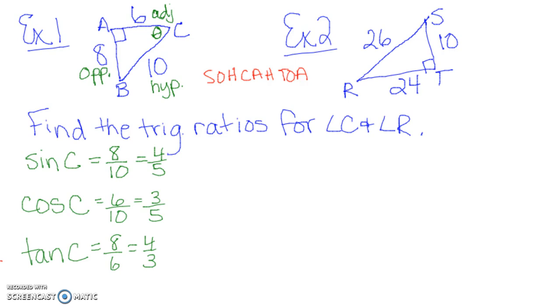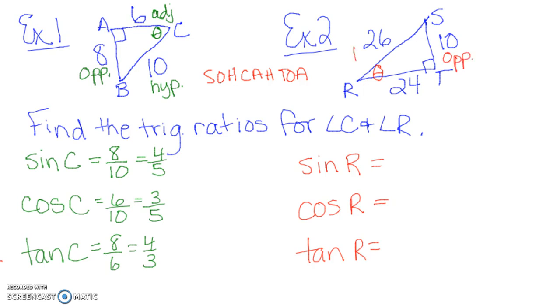Okay, for example 2, it says find the trig ratios for angle R. That means I'm going to be finding the sine of angle R, the cosine of angle R, and the tangent of angle R. That makes angle R my theta. So here is angle R. There's theta. That means 10 is my opposite side. 26 is across the 90-degree angle, so it's my hypotenuse. And that makes 24 my adjacent side.